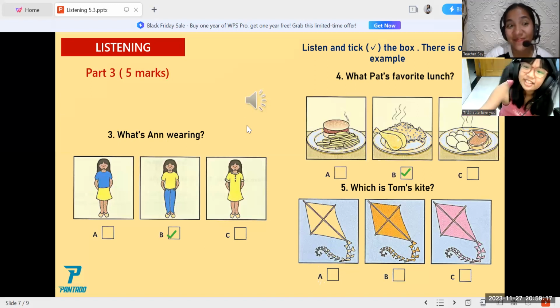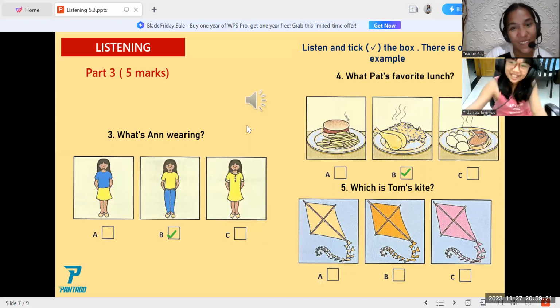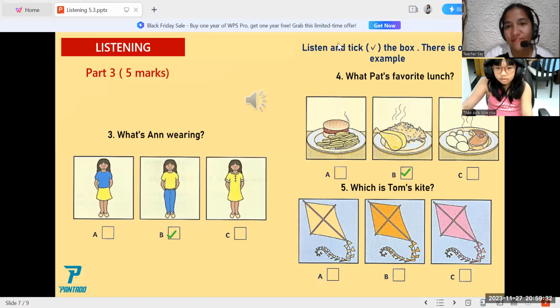Five. Which is Tom's kite? Is this orange kite Tom's? No, it's his brother's. Is Tom's kite pink then? No, Tom's kite is white.